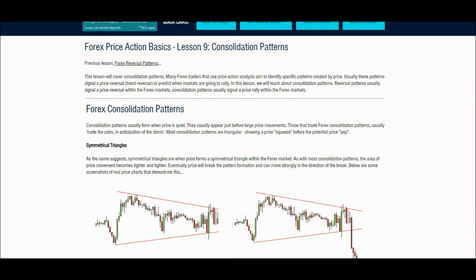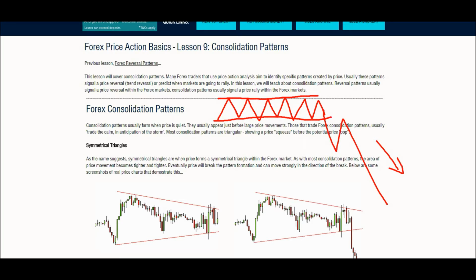So we'll look at these patterns, and we have covered ranges in one of the first lessons actually of this course. A range is just the same. You have this indecision, this consolidation. You generally don't get tighter, but you have price moving between a support and resistance level, and when you break out, price can start trending in the direction of the breakout. So a range is actually a consolidation pattern too.